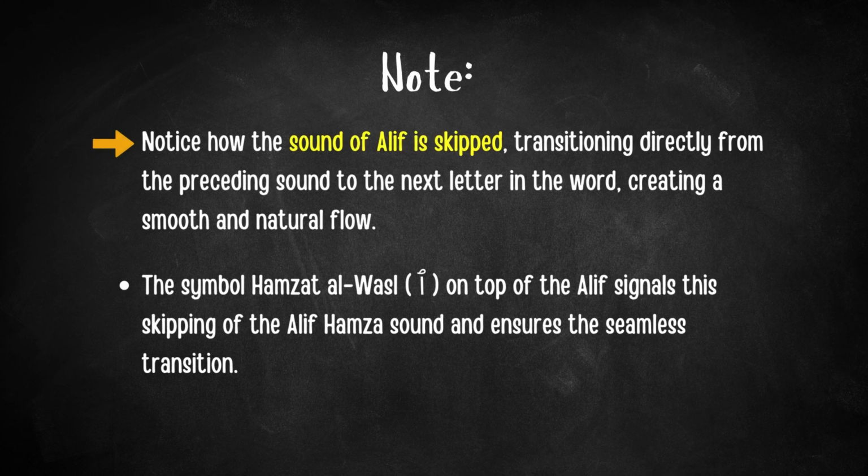Notice how the sound of alif is skipped, transitioning directly from the preceding sound to the next letter in the word, creating a smooth and natural flow. The symbol Hamzat al-Wasl on top of the alif signals this skipping of the alif hamza sound and ensures the seamless transition.